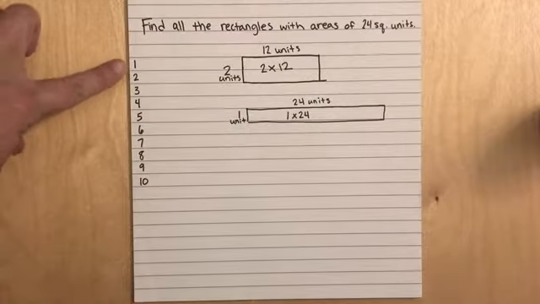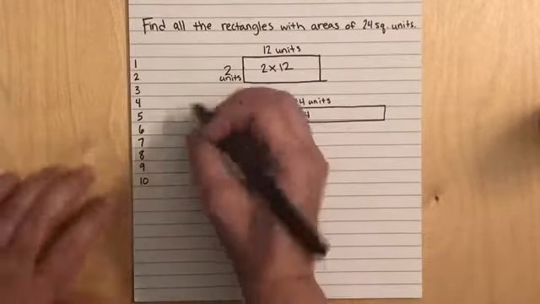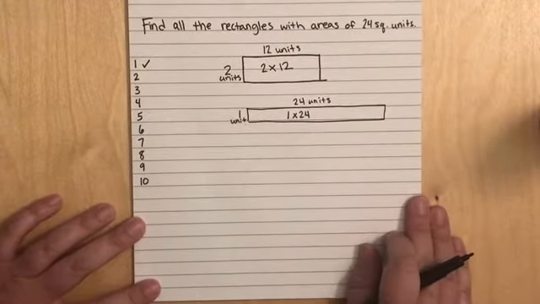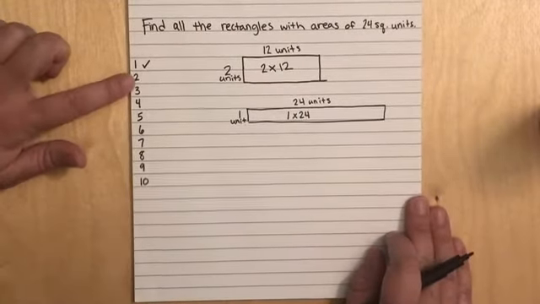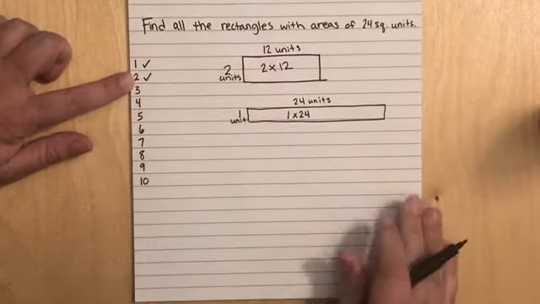Press pause and press play when you're done. All right, so here's how you check it off. If I had 1 times 24, I already used my 1, so I'm going to check that off. I used 2 right here, so I'm going to check that off.